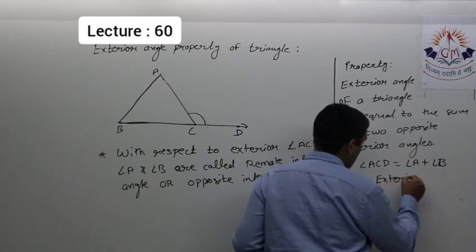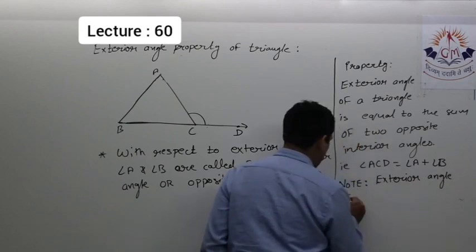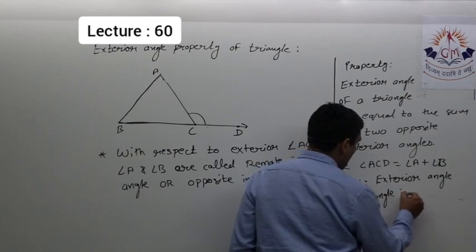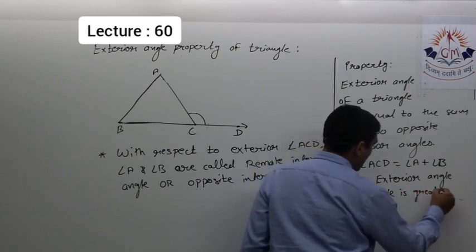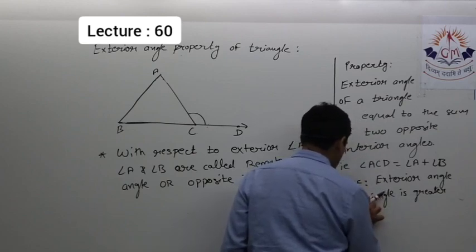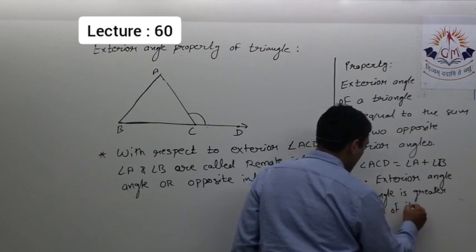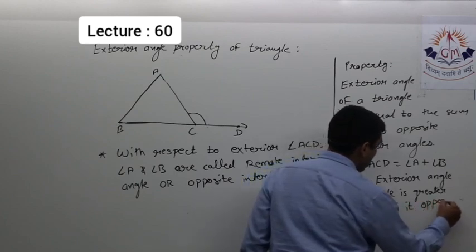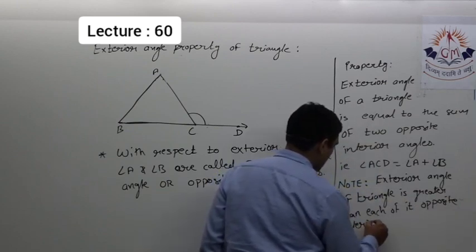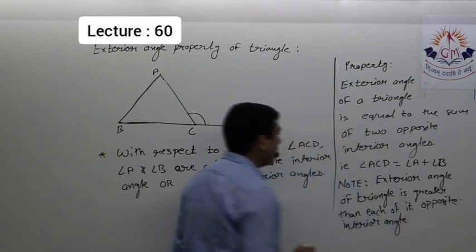Exterior angle of a triangle is greater than each of its opposite interior angle. Okay, each of its opposite interior angle.